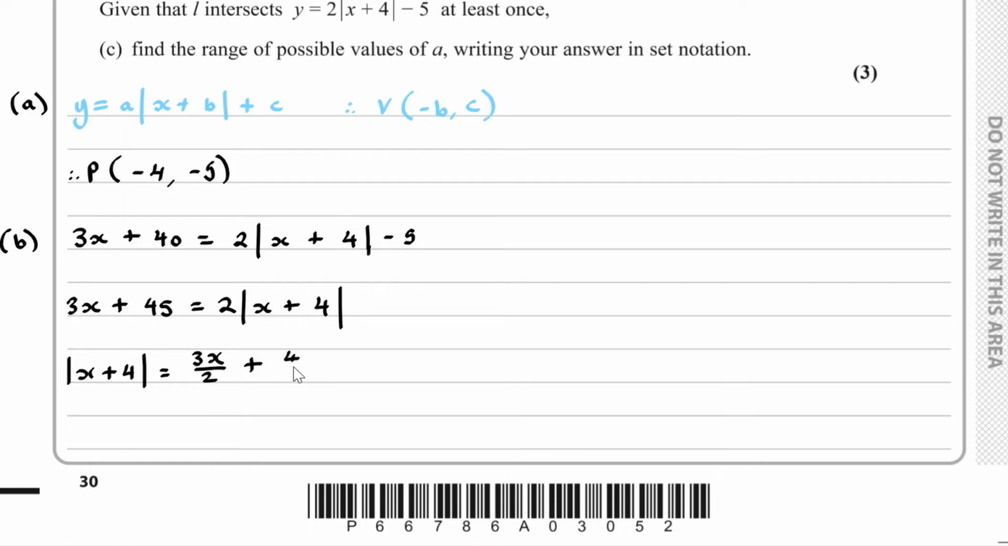Now, to get rid of the mod, we would have a positive and negative. So we have plus minus x plus 4 equals 3x over 2 plus 45 over 2.